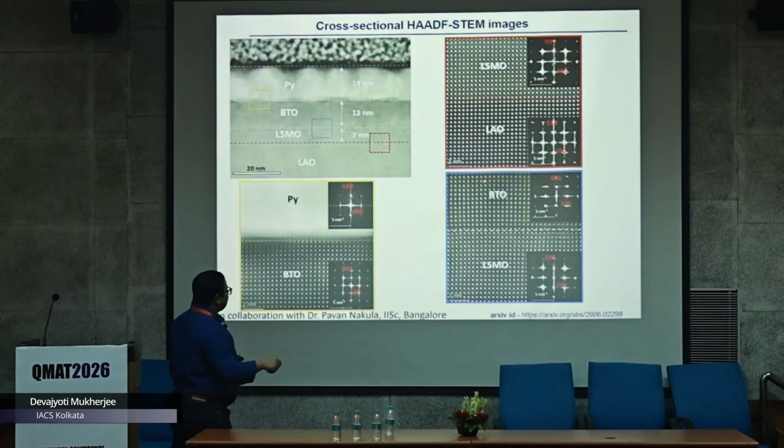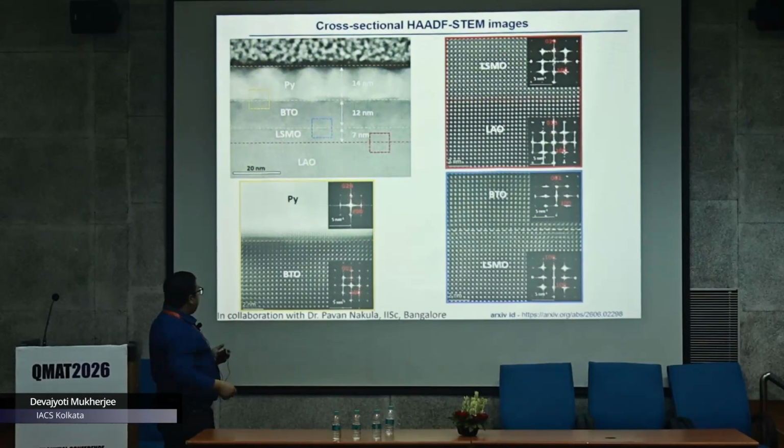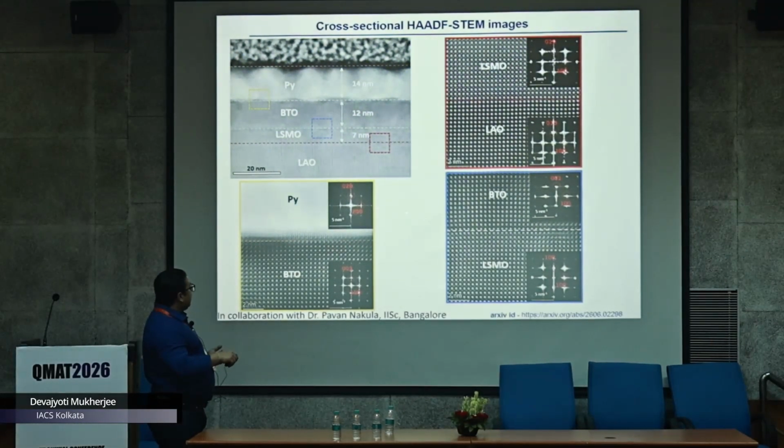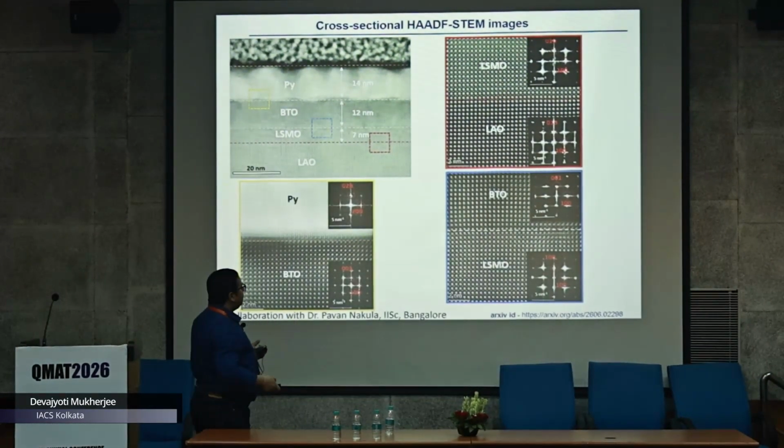But as the number of layers grew, for example in the barium titanate LSMO layer, we can start to see some dislocations, some defects. And of course in the permalloy layer the defects are much more. But overall the structure is highly epitaxially grown.